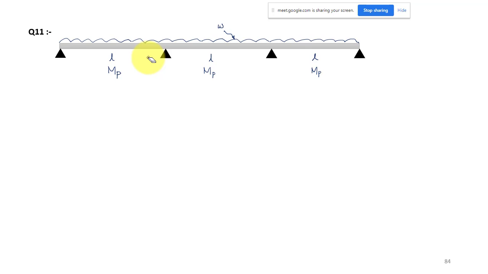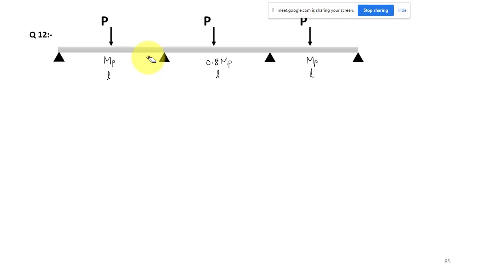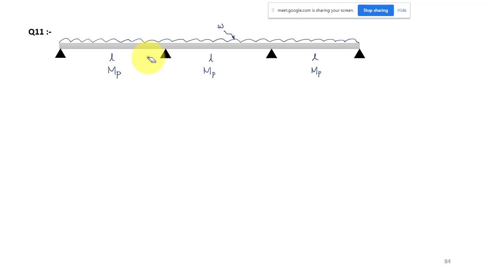Okay. So continuous beam, we have to take it. So this is your next question number 11. You have to find out the collapse load. All these questions are kept the same. Find out your collapse load. So we have a three span continuous beam. All the spans are of equal length L, and all the spans have the same moment capacity MB. That is what is given in the question.